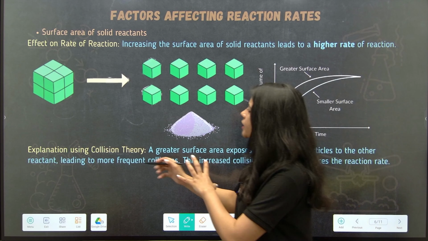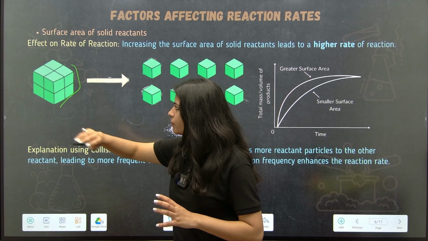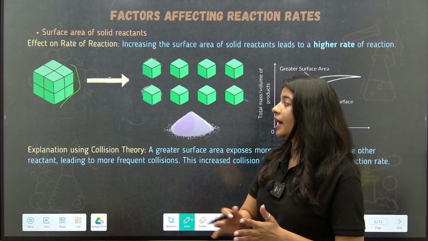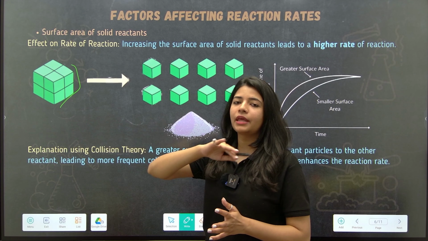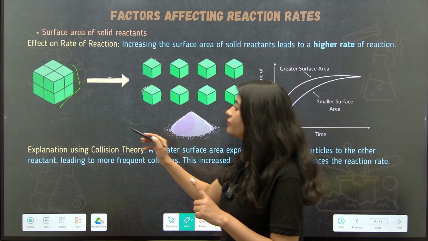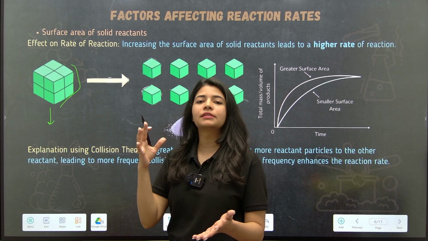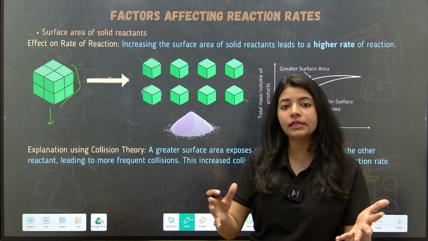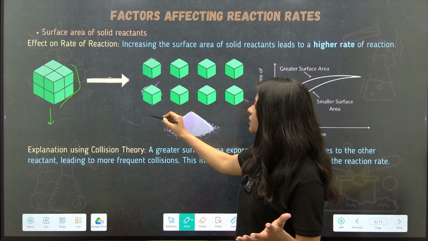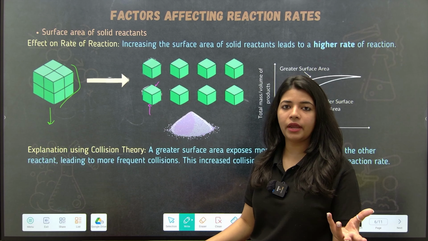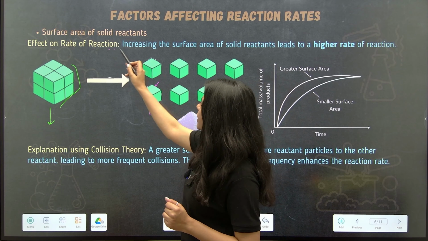Over here you can see there is one big block of cube, and if we try to react this with any solvent, then the surface area of this is lesser. But if we powder this, or crush this, and increase the surface area, then the reaction will be faster, right? So let's read. Effect on rate of reaction.